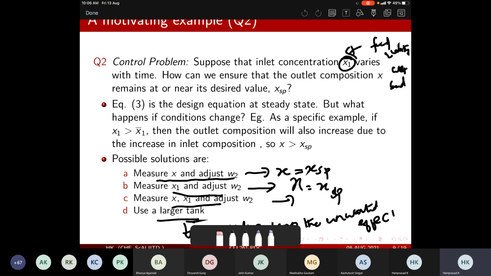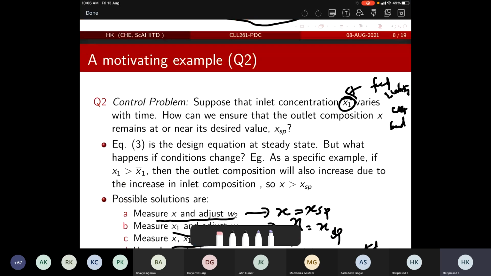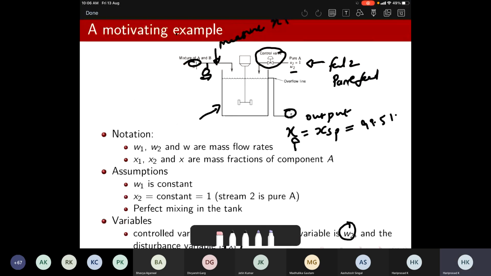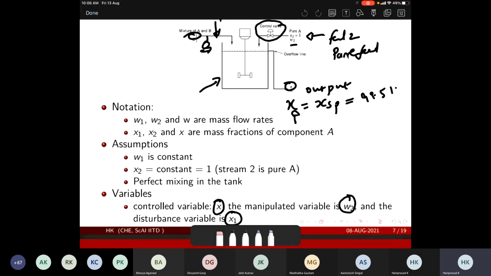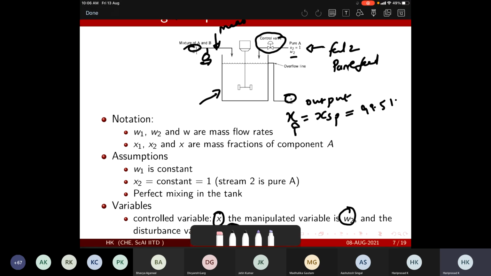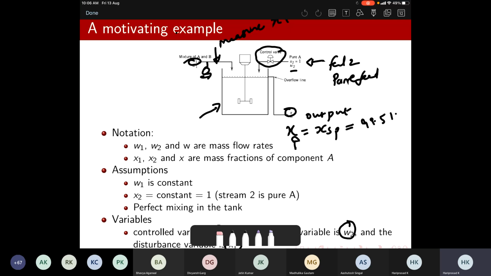Hope you guys are seeing my screen. Okay, so we are trying to see how process control problems are technically different from a design problem, which is what we have learned mostly. So how is this slightly different in this context? We were trying to look at an example.